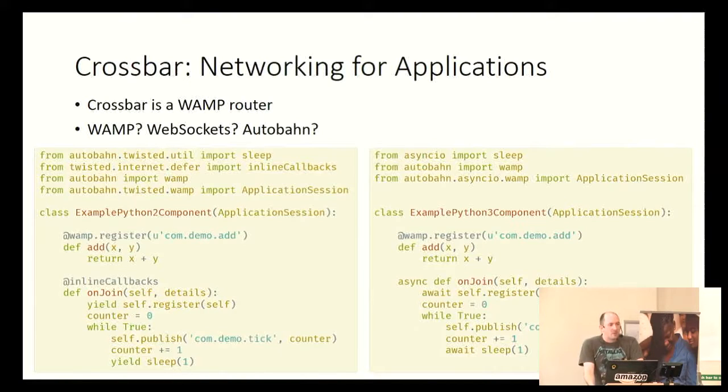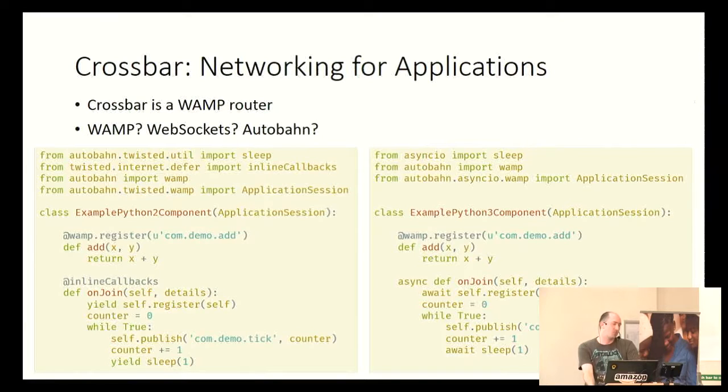The WAMP standard defines roles for routers and clients. Crossbar is basically the reference implementation for a WAMP router. It's implemented by a company called Tavendo. They're based in Europe. They're actually the leading group behind the WAMP standard, but not the only people involved. They also have a client implementation called Autobahn, which allows you to write WAMP components.